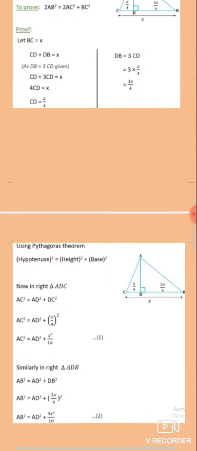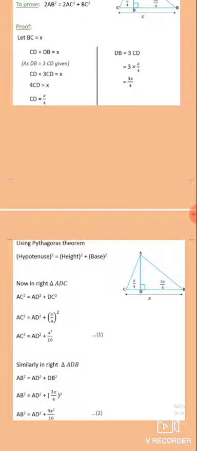Now listen, using the Pythagoras theorem, hypotenuse square is equal to height square plus base square. Now in right angle triangle ADC, AC square is equal to AD square plus DC square. That is AC square is equal to AD square plus what is that? X by 4 the whole square. Now AC square is equal to AD square plus X square by 4 square, what? 16. Put equation number 1.